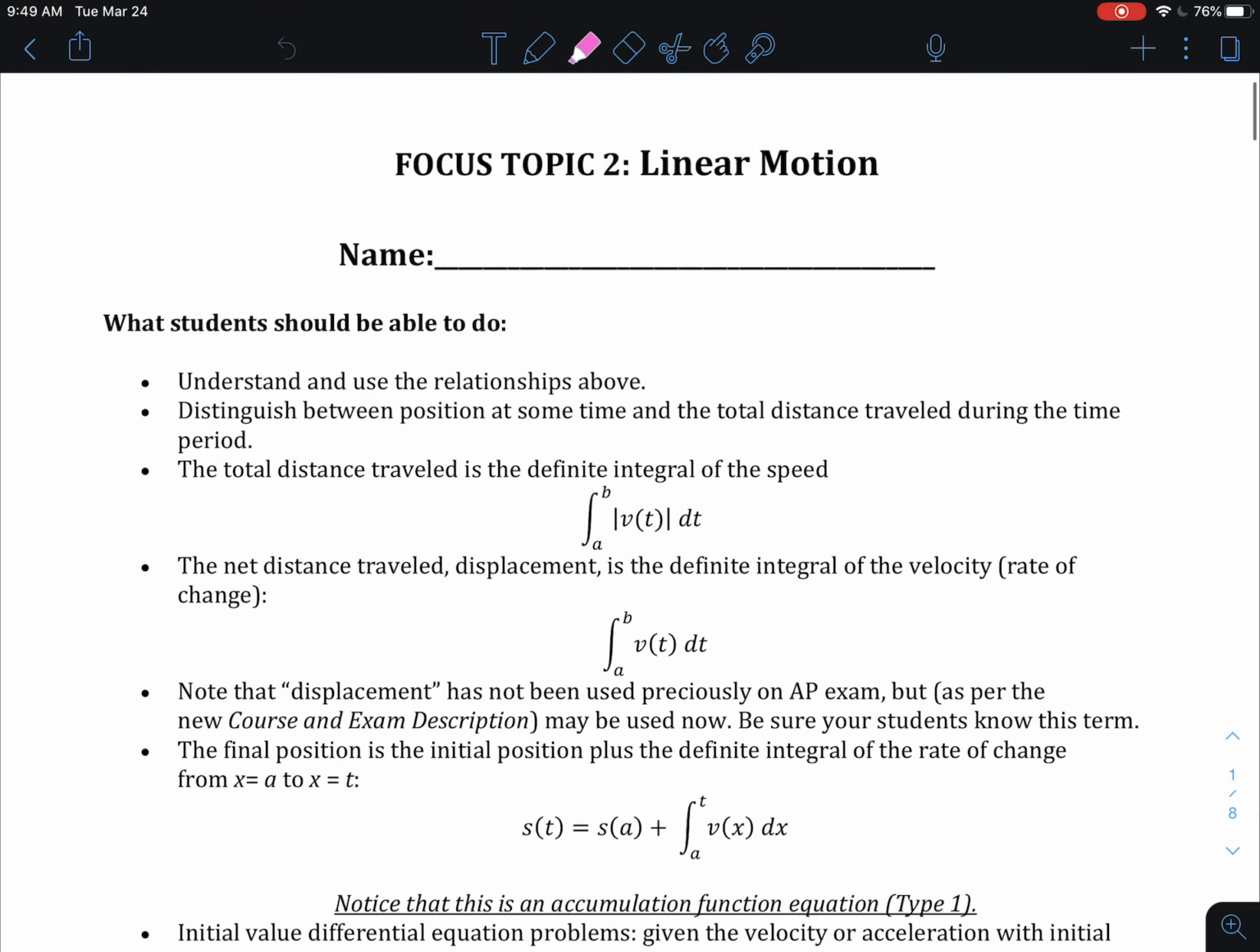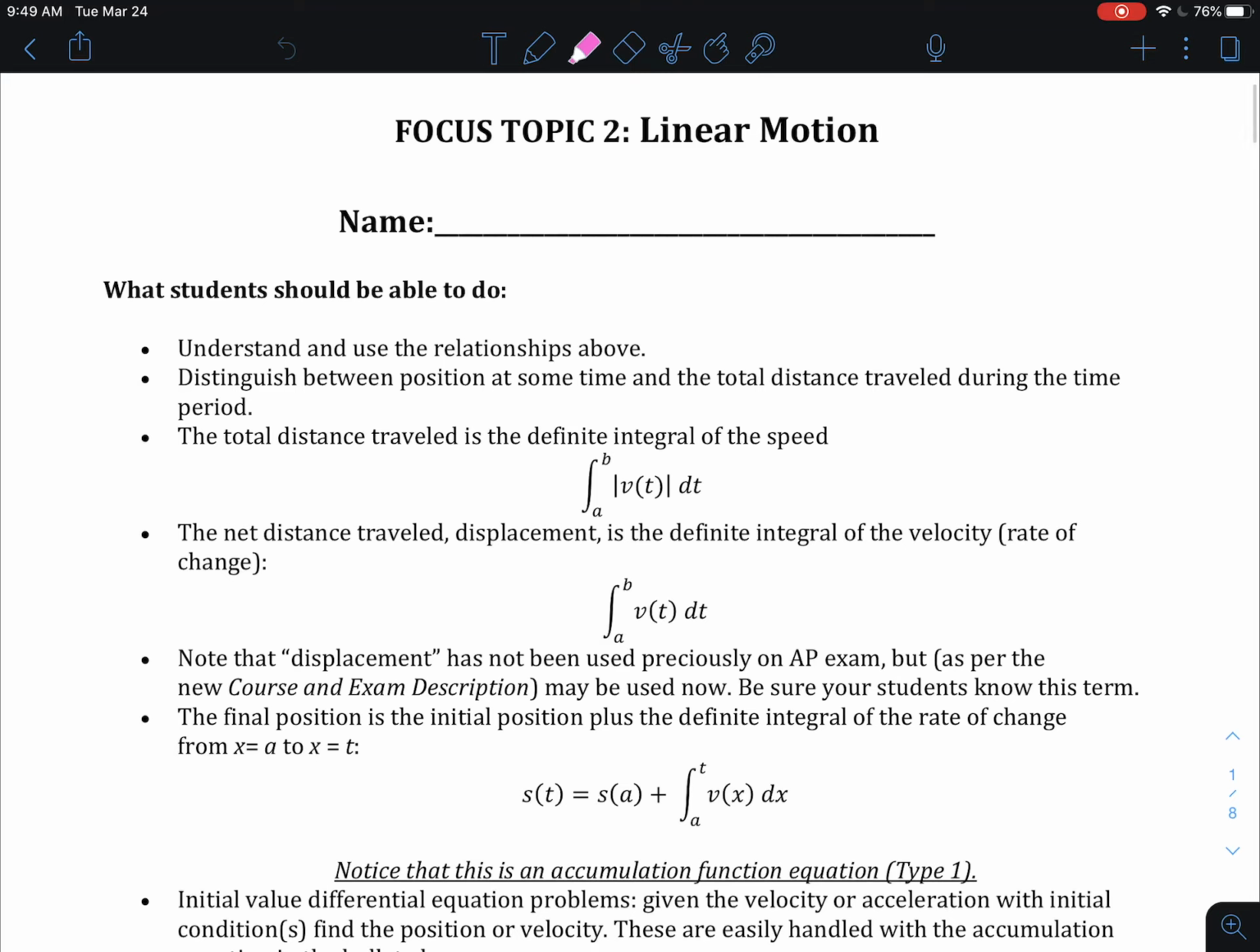Okay, kids, so today we're going to start focus topic 2, linear motion. Given the changes this year, a couple of these topics will not be tested, and we need to learn to start looking for them, so we're not reviewing skills that you're not necessarily going to need. It says understand and use the relationship above.